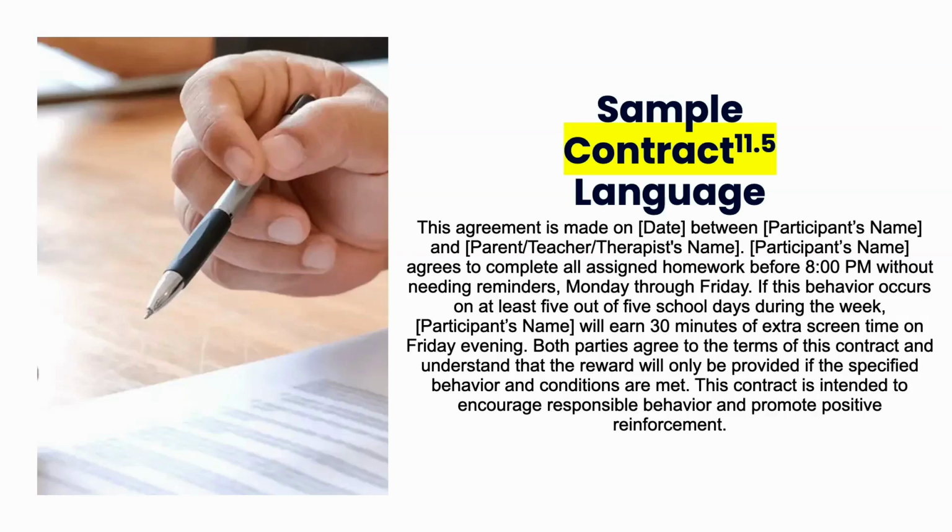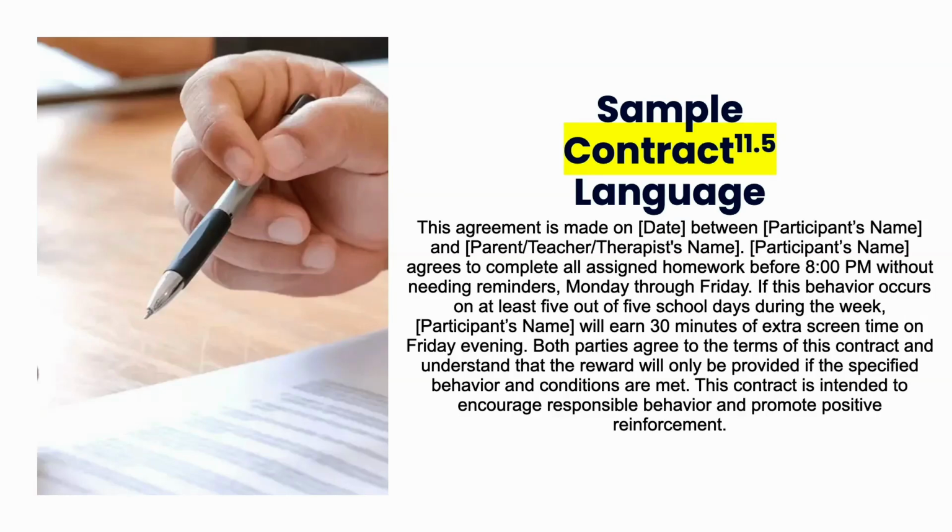Okay, so here's another sample. We have a couple of these. The agreement made on this date, the person agrees to complete all homework assignments before 8 p.m. without needing reminders, Monday through Friday. If this behavior occurs on at least 5 out of 5 school days during the week, the person will earn 30 minutes of extra screen time on Friday evening. Both parties agreed to the terms. The reward will only be provided if the specific behavior and conditions are met, and the contract is intended to encourage responsible behavior and promote positive reinforcement.